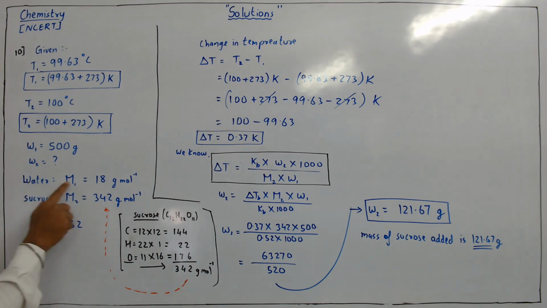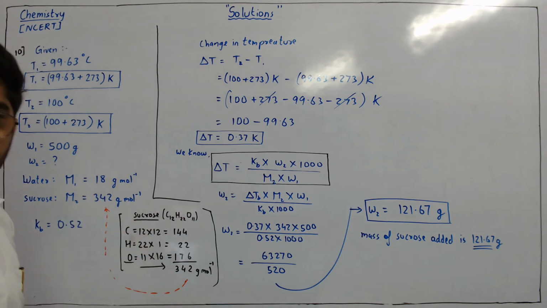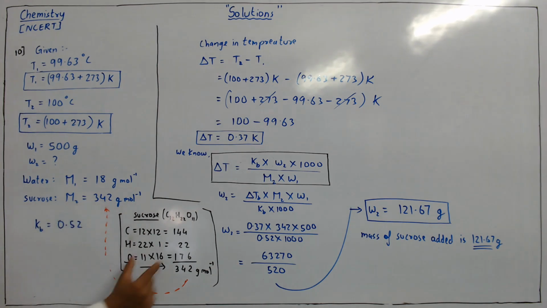Okay. Here M1 and M2 are what? M1 is the molar mass of solvent. Who is the solvent? Water. Molar mass of water is how much? 18 gram per mole. How to calculate? Just see the previous question. And M2 is the molar mass of solute, that means our sucrose. How to calculate the molar mass of sucrose? See, I have done it here.